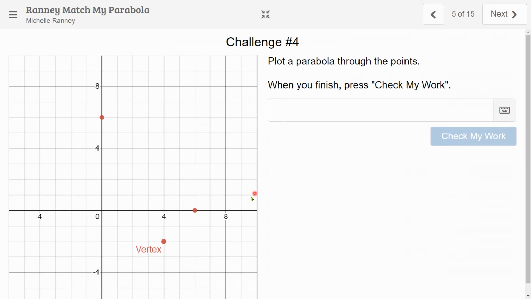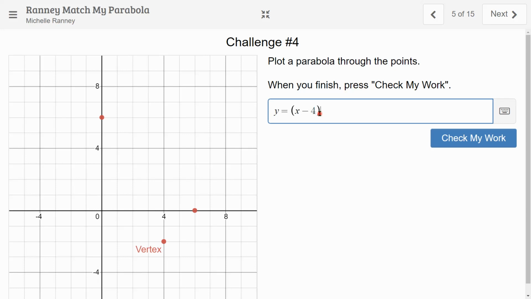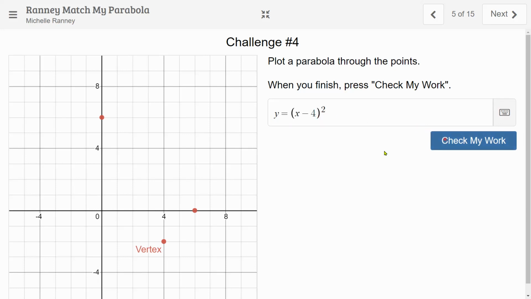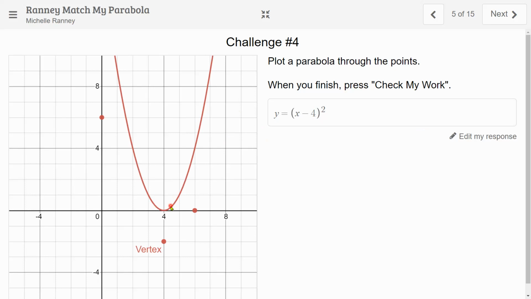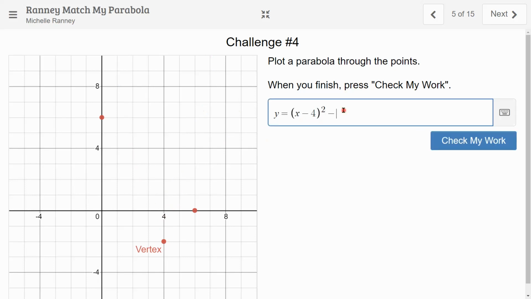Okay, so now the next one. On the next one, they gave us our vertex. If you click on this, it'll give it to you to make sure. So this is our vertex. And it gave us these points here. Now, since I know that my vertex got moved from 0, 0 to the right 4, so to move it right 4, that's going to be y equal the quantity x minus 4 squared. Okay, that's going to move it to the right 4. I now need to also move this down 2.